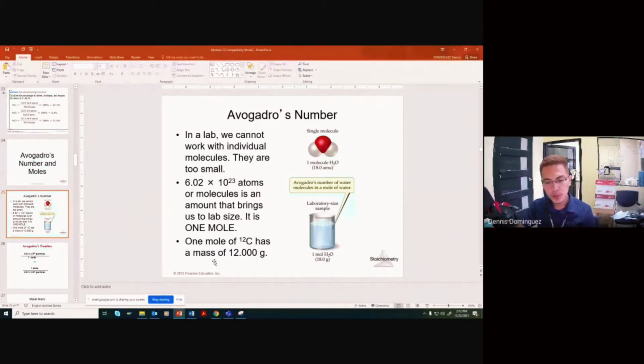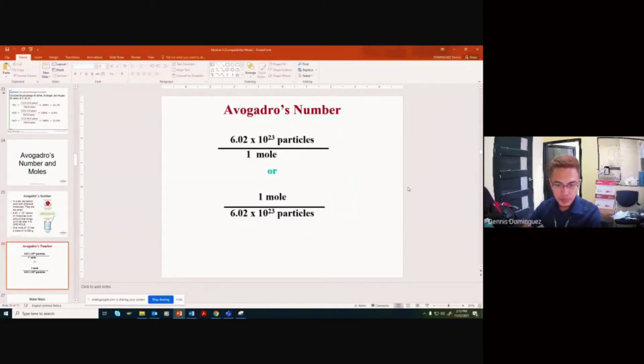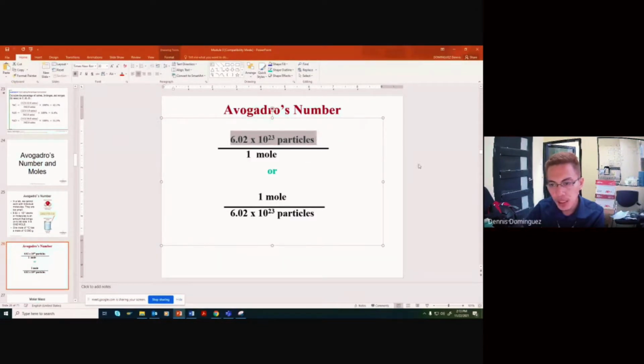So 1 mole of carbon 12 has a mass of 12 grams. That's Avogadro's number. So it can be used as mole, atoms, molecules, and particles. So, 6.022 times 10 raised to 23 particles per mole, or 1 mole is equal to 6.022 times 10 raised to 23 particles. Make sure that its counterpart matches: if Avogadro's number is in the numerator, to cancel the particles you need to pair it with a denominator value in particles, or molecules.